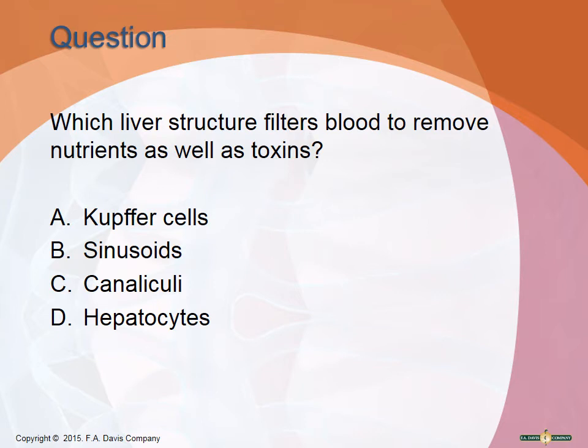So what liver structure filters blood to remove nutrients as well as toxins? Well, this is for the bile. These are the cells of the liver. Sinusoids is your answer.